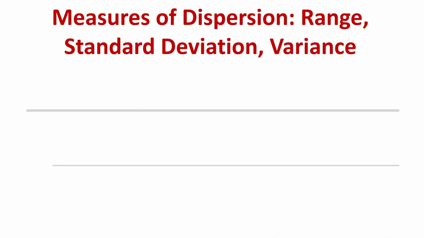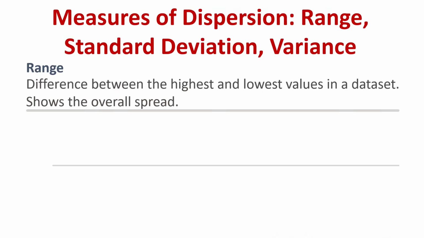The second type of measure is the measures of dispersion, like the range, the standard deviation, and the variance. Knowing these values is very important to analyze our data, to see whether my data tend to the center or are dispersed and distributed away from the center. The range is the difference between the highest and the lowest values in a data set, and this shows the overall spread of the data.